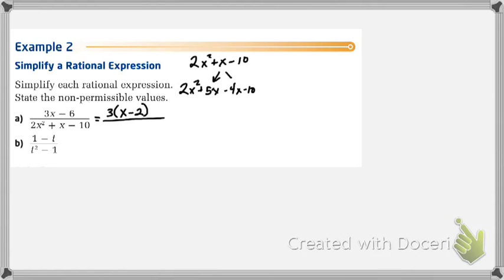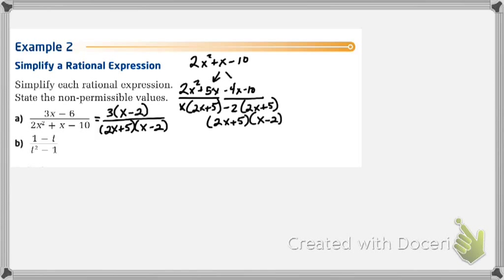Now I'm going to factor an x out of the first two terms, leaving me with 2x plus 5. And I'm going to factor a negative 2 out of the second two terms, and I'm going to end up with 2x plus 5. So my denominator is going to end up being 2x plus 5 times x minus 2. So I'm going to put that over there.